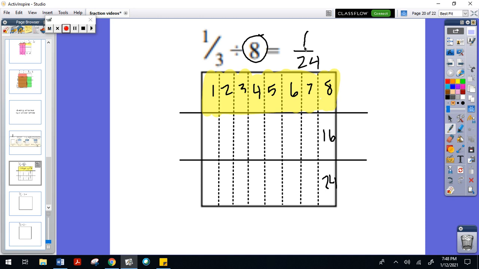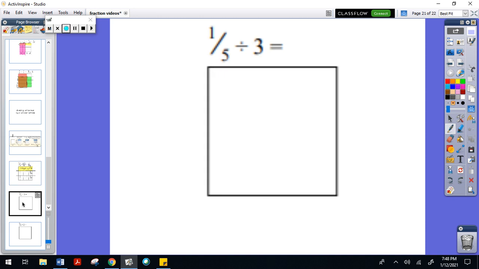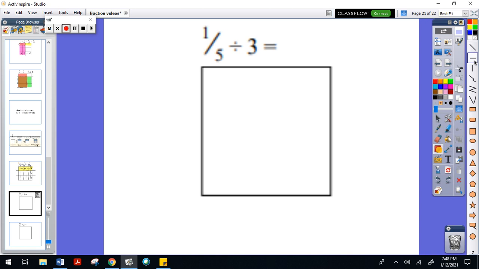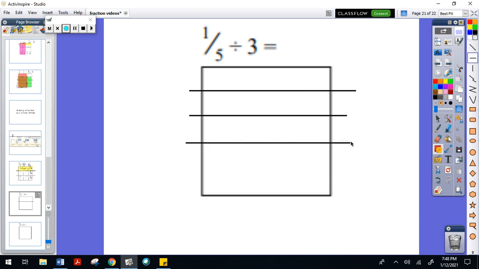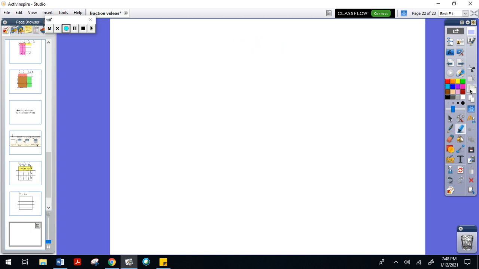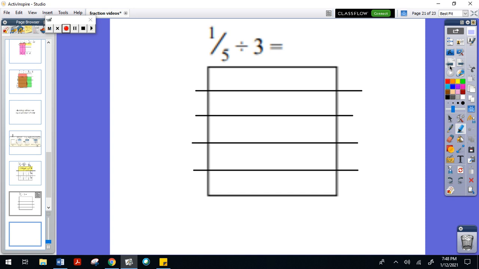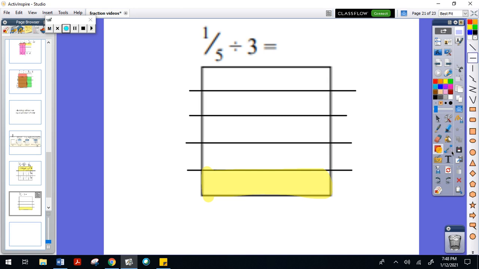So let's look at another one. So here we have 1/5 divided by 3. So again, the first thing that I'm going to do is I'm going to partition my shape into fifths. Just like this. And I'm going to color in 1/5. All right. So the next thing I'm going to do is I'm going to take that fifth that I have there, that 1/5, and I'm going to partition it into thirds.